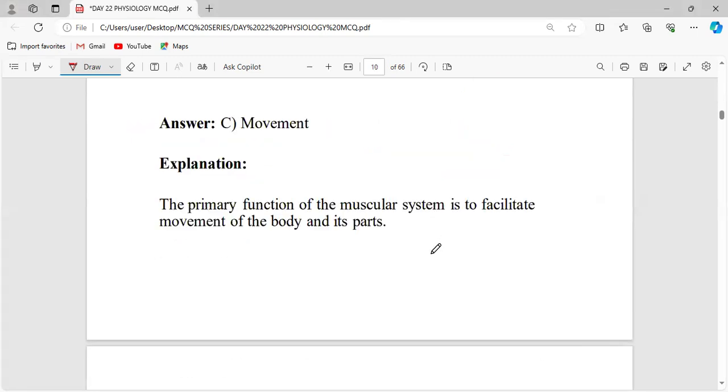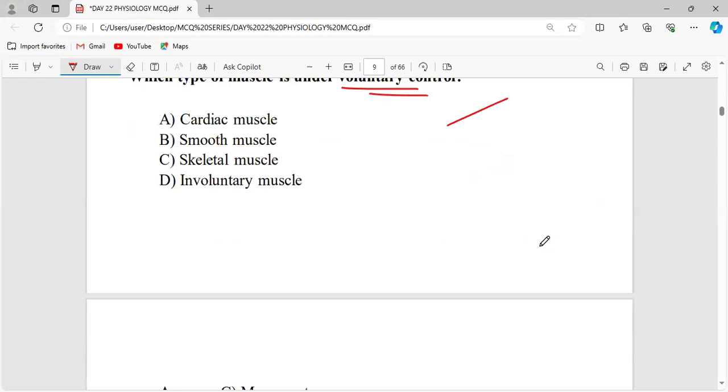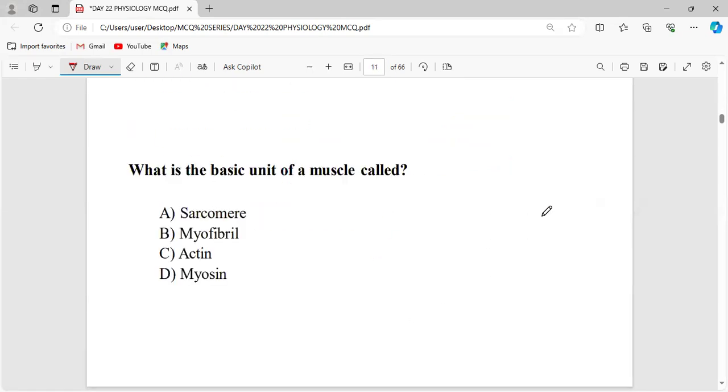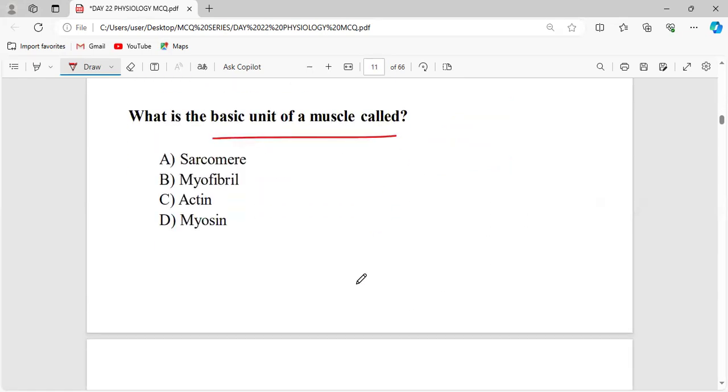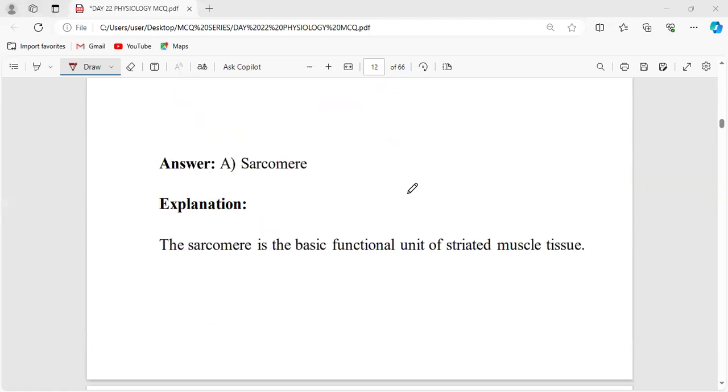Voluntary control will be the skeletal muscle, right? What is the basic unit of muscle called? What will be the basic unit? The basic unit will be the sarcomere.